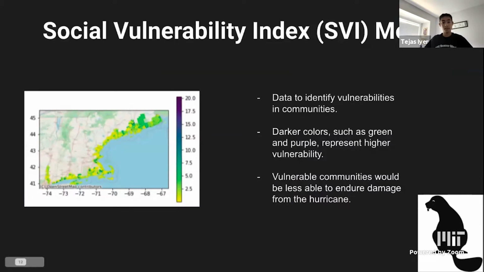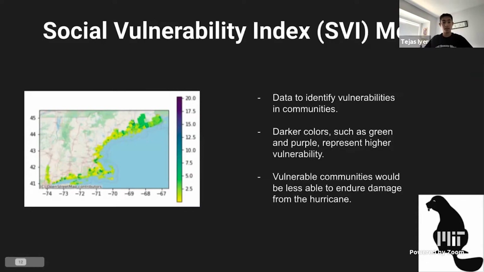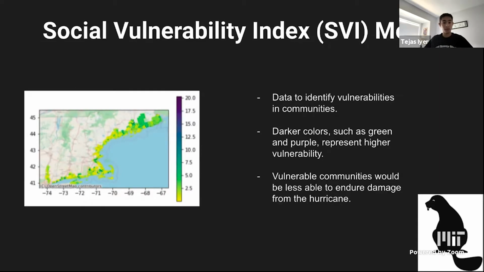Next, we will be discussing the Social Vulnerability Index model. This model uses socioeconomic data to identify the most vulnerable communities. Darker colors, such as green and purple, represent higher vulnerability, while lighter colors, such as those in yellow, represent lower vulnerability. Vulnerable communities would be less able to endure damage from the hurricane and are therefore a primary target for first responders and for evacuations.